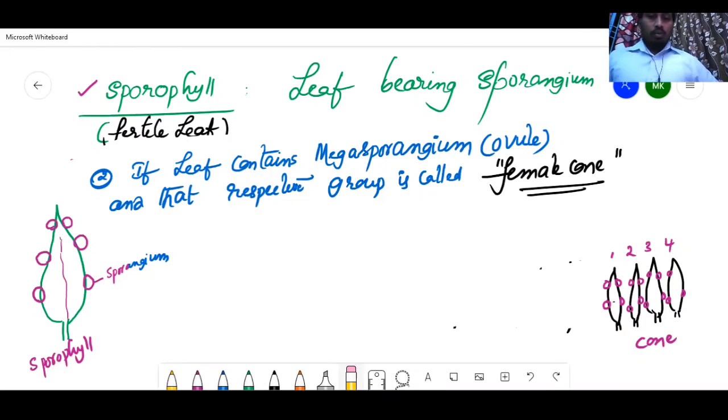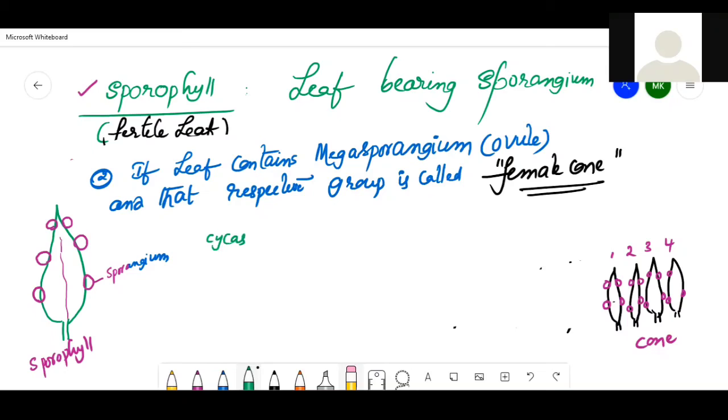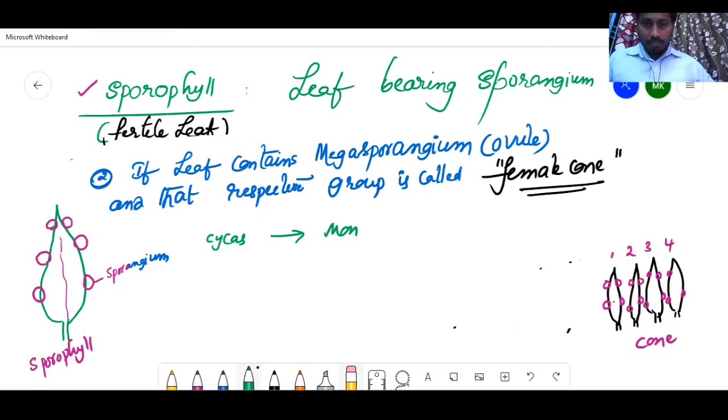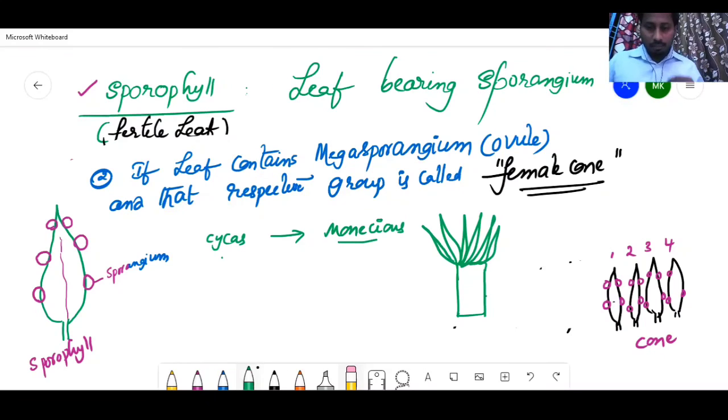That's all. So now imagine I have told you Cycas is monoecious. Cycas is a monoecious plant. Okay? Monoecious plant means both male and female cone are present on the same plant body. So this is a Cycas plant, unbranched. This is a Cycas plant. This is a stem. These are leaves. Okay now? Yes, sir.